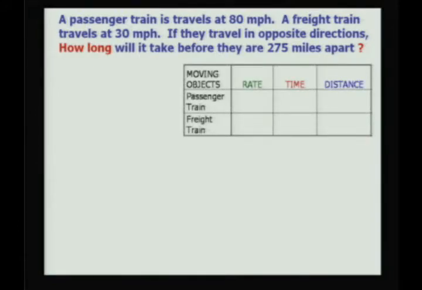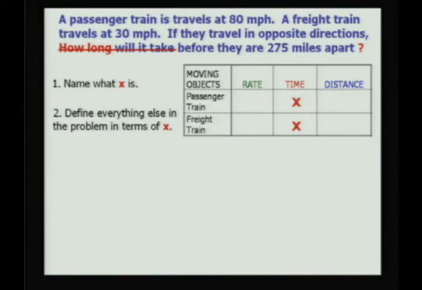We've got our passenger train and our freight train. You always have 2 things moving. What's the first step? Name what X is. What do they want to know? Well, they want to know how long, so they want to know time. And actually, in this case, not always the case, they both travel the same amount of time because they started at the same time and finished at the same time. So I crossed that out because I'm done with it.